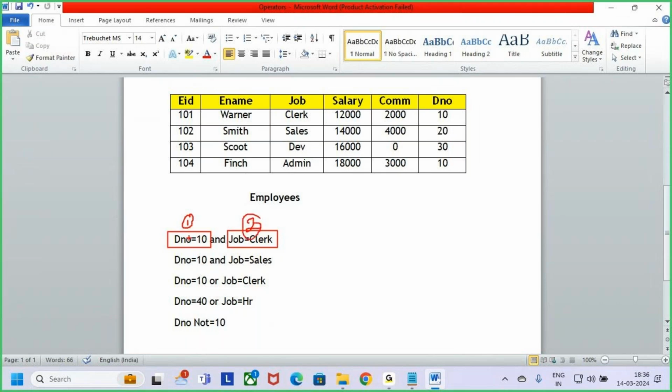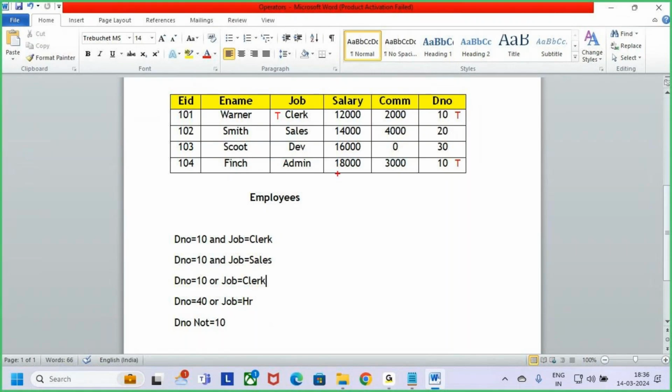Now see, the first condition is department number is equal to 10. Now how many employees are there in the 10th department? Here one employee is there, here one employee is there. Here the first condition is true, here also the first condition is true. Now what's my second condition? In the 10th department, I want to find the employees working as a clerk. So the second condition is job is equal to clerk. In the 10th department, there are 2 employees. One of them is working as a clerk. So the second condition is also true.